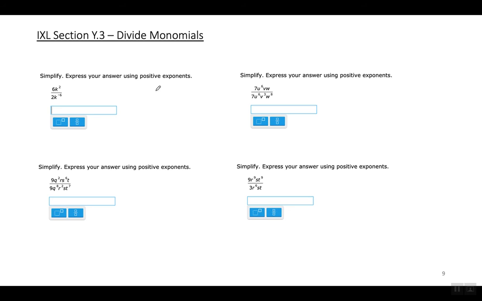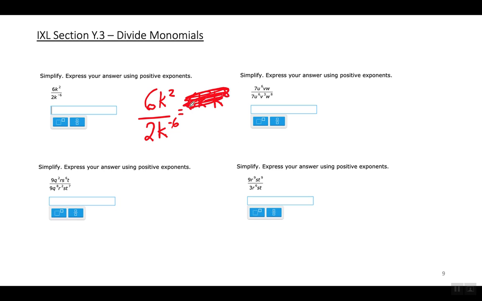All right, so I got 6k squared over 2k to the negative 6 power. All right, I think it's easiest so that you don't have to deal with all the negative signs. Just rewrite it and get rid of the negative exponent from the beginning. I think that's the easiest way to look at it.